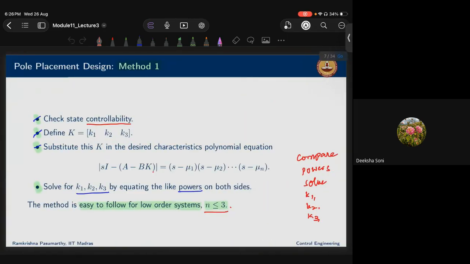If you see one example, you will understand it. This is the process we follow. First we check the controllability using our regular method. Then you define this K. Once you define this K, this is our closed loop system characteristic equation. Equate that to the new poles polynomial. So you have a left hand side polynomial and a right hand side polynomial. Compare the powers and get the values of K1, K2, K3, etc. Clear?